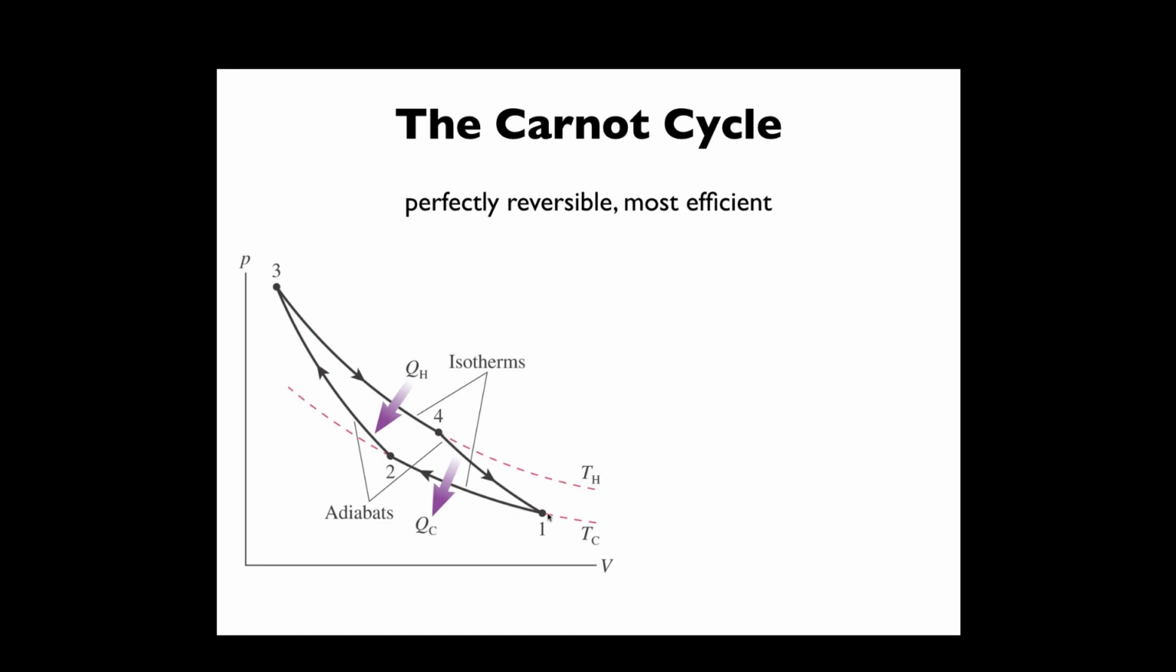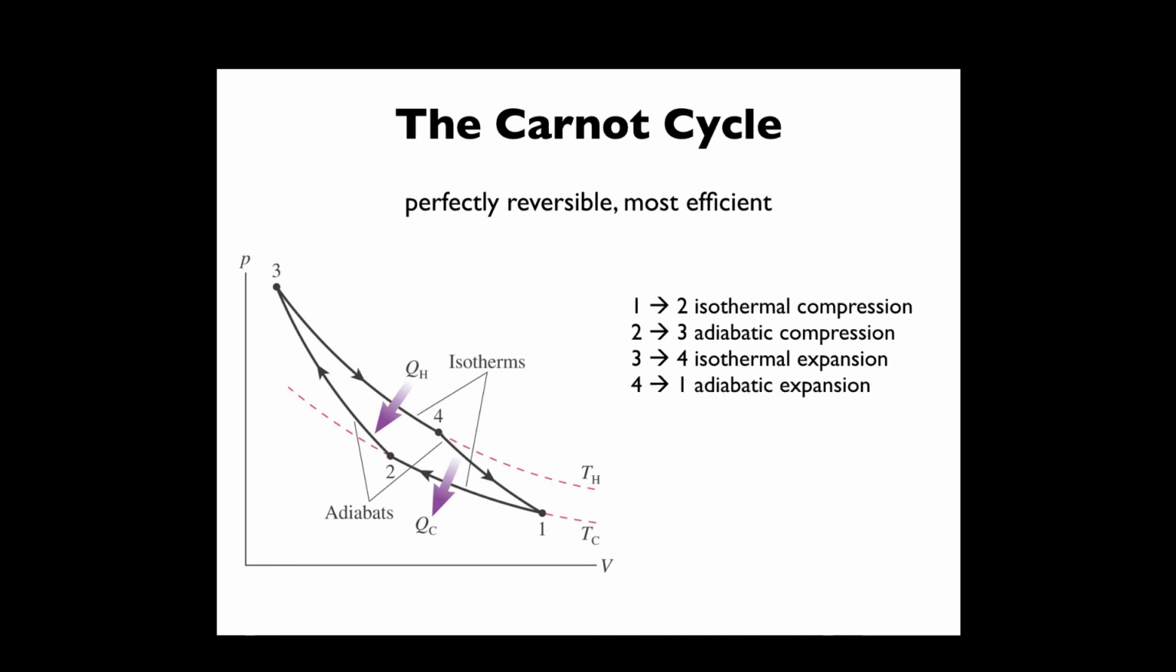So here we have our first isothermal compression. So isothermal compression means that we have QC going out, okay? Then we have an adiabatic compression, which has no exchange of heat. Remember, Q is zero for adiabatic processes. Then we have an isothermal expansion, so we have heat going in, and then we have another adiabatic expansion, and that means there's no heat exchange, okay?